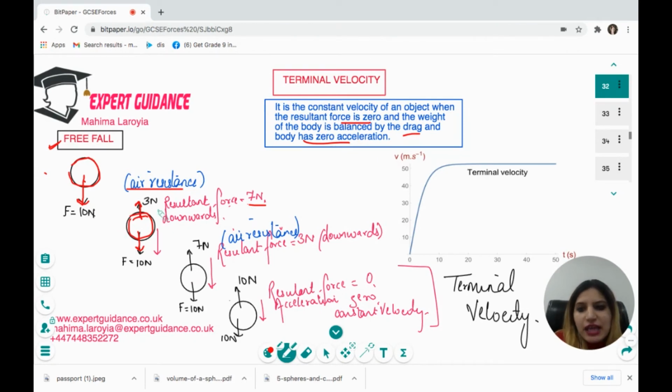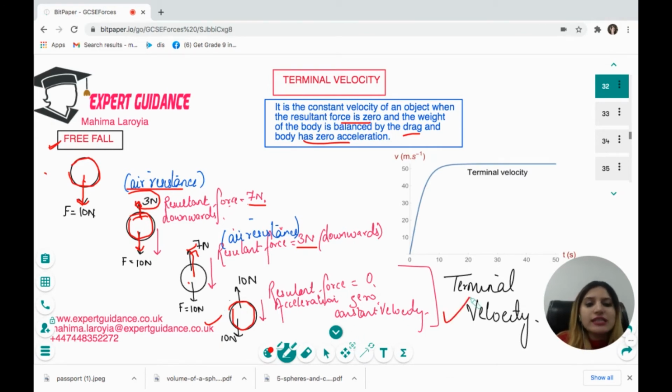After a little distance, the air resistance keeps on increasing and it increases to 7 newtons. The downward force is 10 newtons. Again, in this case as well, there is a resultant force acting, which is 10 minus 7, 3 newtons downwards. And since the resultant force is acting on it, the body will accelerate in the direction of the resultant force, so the body will accelerate downwards. But after that, there will come a point where the air resistance is also 10 newtons and that will balance the weight. So the resultant force acting on the body is 0. And when the resultant force is 0, the body has no acceleration. Acceleration is 0. It falls with a constant velocity.